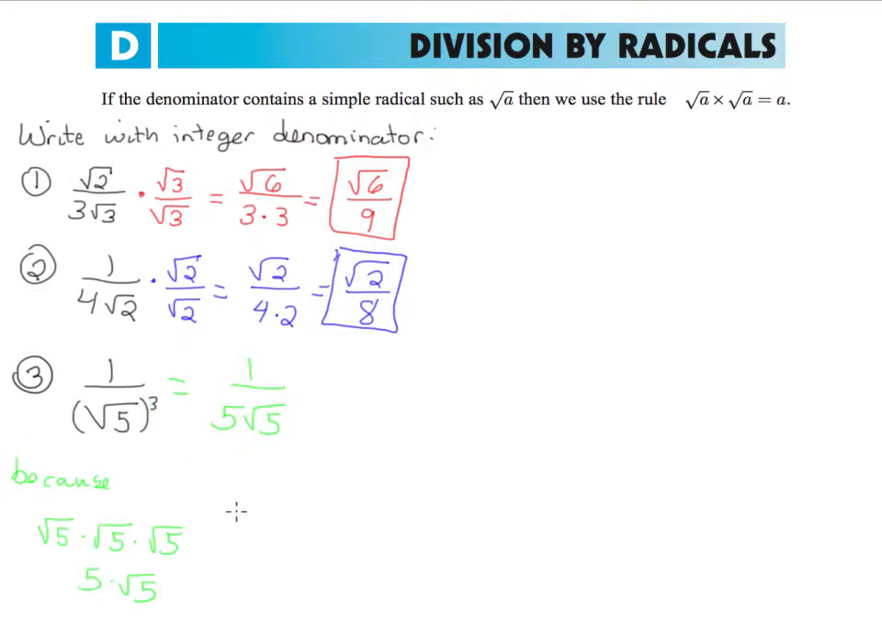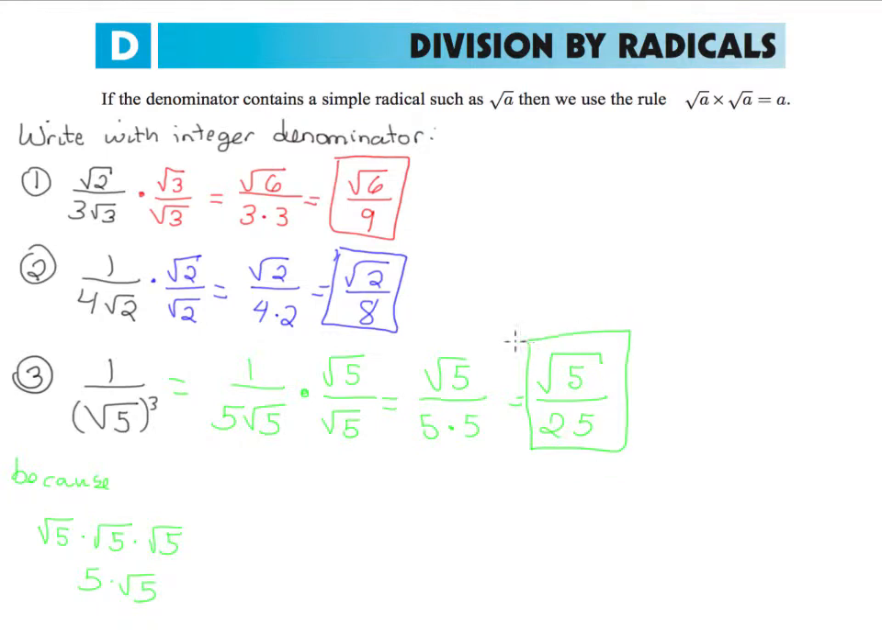Now that I've simplified the radical, I'm ready to rationalize the denominator using the method we used in examples 1 and 2. So I'm going to multiply the top and bottom by the square root of 5. Multiplying straight across the top, that gives me the square root of 5. Multiplying across the bottom, I end up with 5 times 5, which of course is 25. So my answer to question number 3 is the square root of 5 divided by 25.